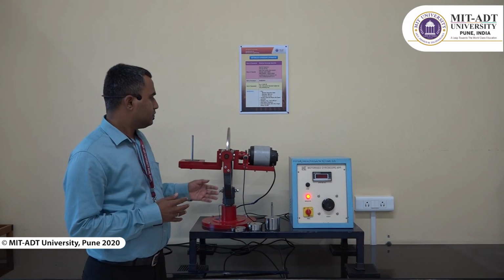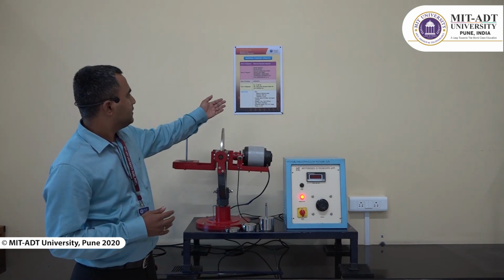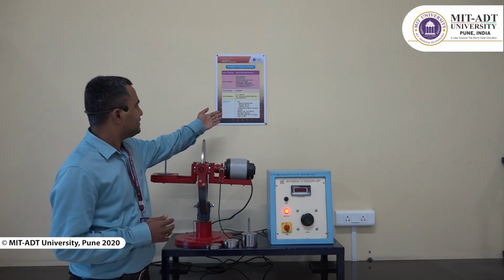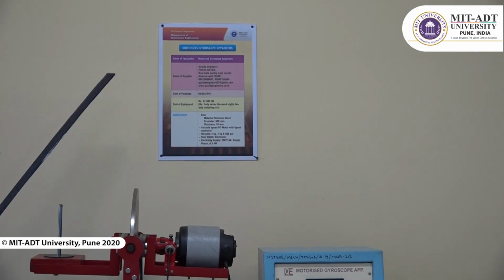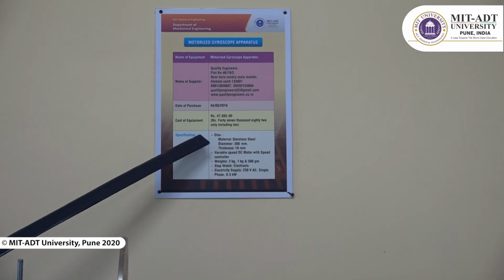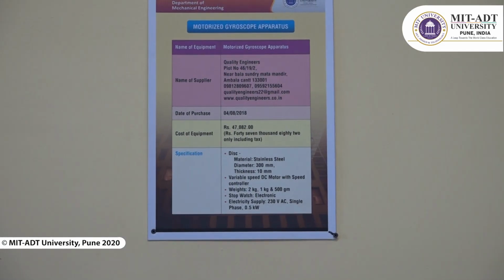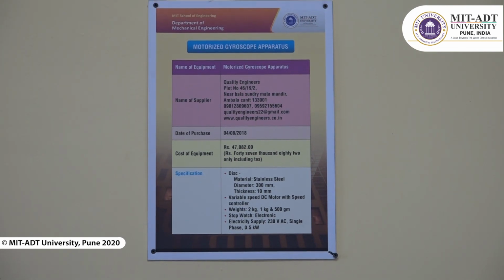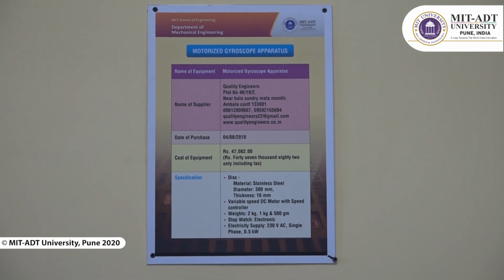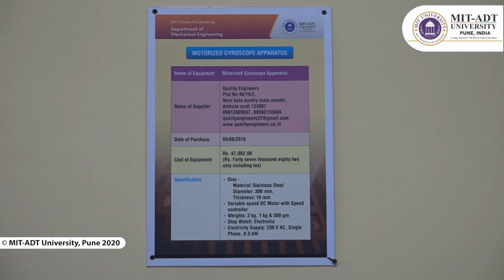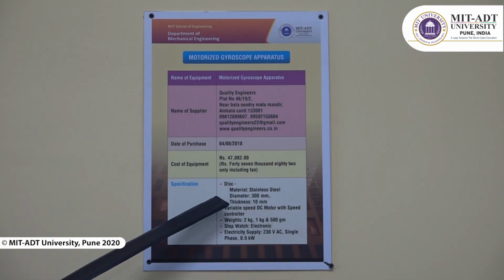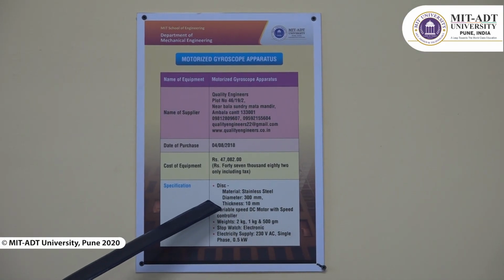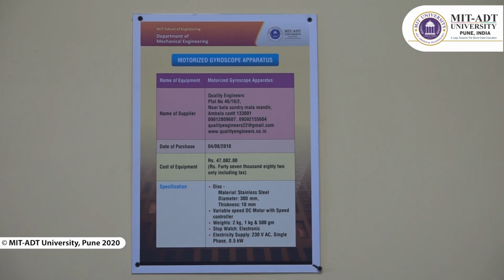So we come to the specifications. The major component for the gyroscopic experiment is the disc, which is made of stainless steel, a heavy disc with a mass of 5.7 kg. The dimensions of the disc are a diameter of around 300 mm and a thickness of 10 millimeter.